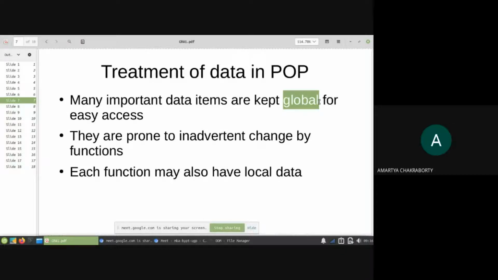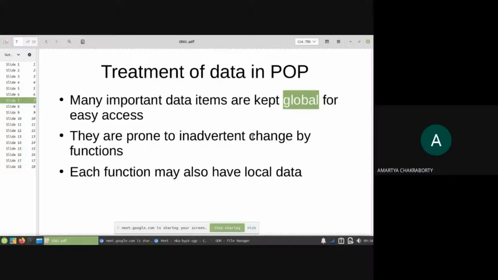So to make things simple, what we have been doing is keeping things at a global scope. That makes things accessible to all the functions, right? We have already done that more or less. So what is the issue with this? The issue is that such variables are prone to inadvertent change by functions. The word inadvertent here means the one that I don't expect.